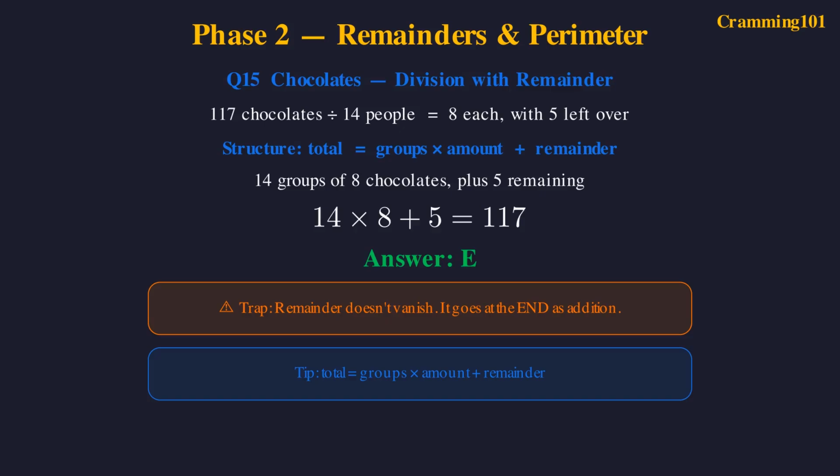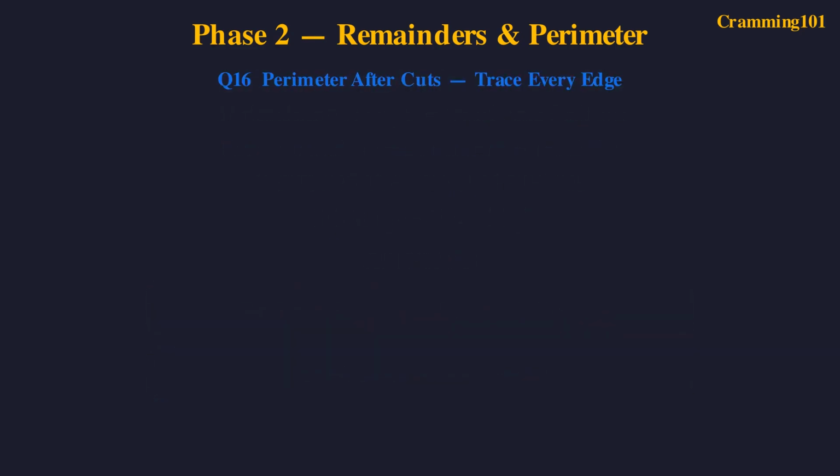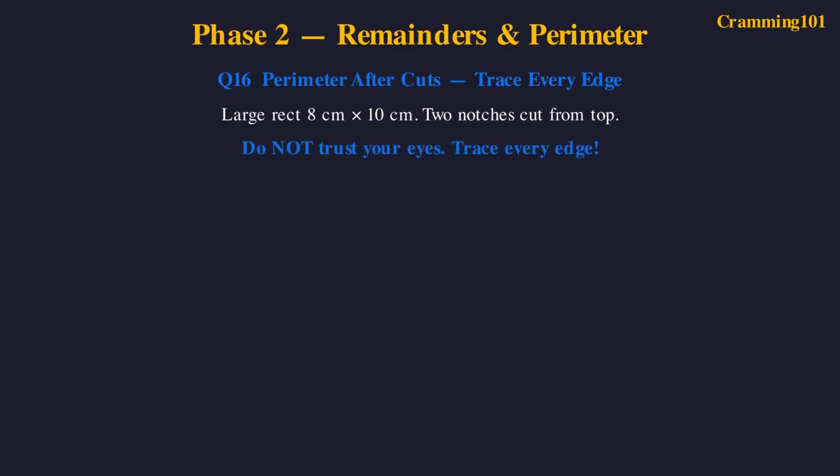Question 16. Perimeter after cuts. A large rectangle has sides of 8 centimeters and 10 centimeters. 2 small rectangles are cut from the top. We need to find the perimeter of the shaded shape. This question is trying to trick your eyes. Do not just calculate the original rectangle's perimeter and stop. Instead, trace every edge of the shaded shape.